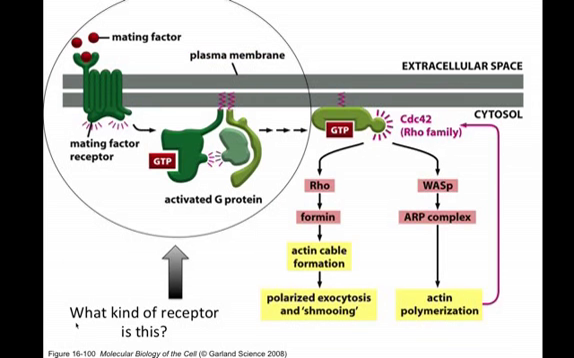So this is what's actually happening inside the cell, right? You have a mating factor that's binding to what kind of receptor? Oh, it's okay. GPCR. The mating factor is binding to the mating factor receptor, activating a G protein, which then activates your CDC42, your Rho family protein. And so then you get activation of Rho and formins, and then you get your actin cable formation and your schmooing.